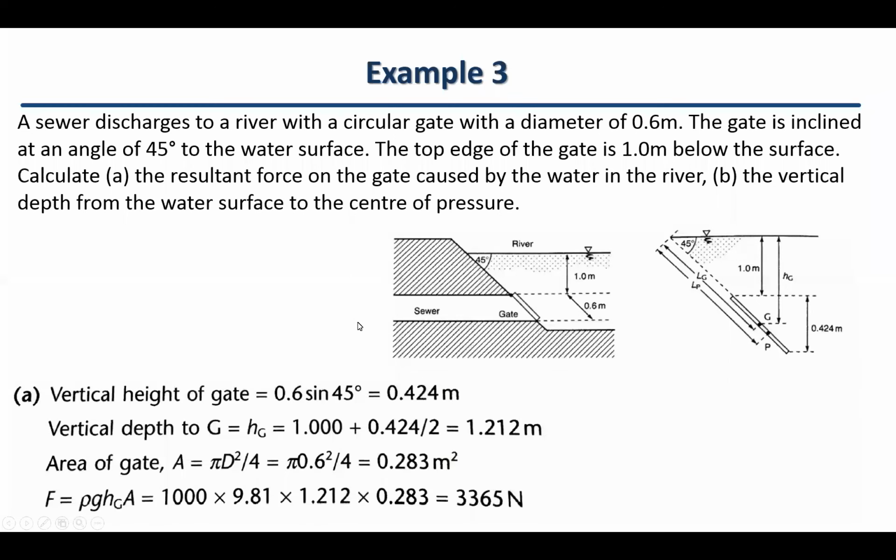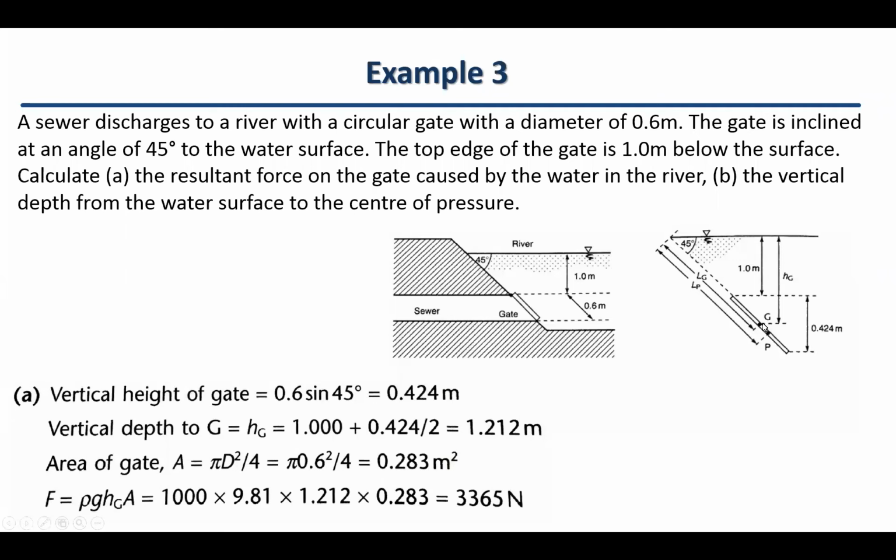So first of all, we need to just calculate the resultant force. To calculate the resultant force, as we learned before, we need to calculate the centroid and the vertical depth of the centroid. Once we calculate the centroid, or the center of the area, we can easily use the formula rho g hg times the area to calculate the force. So let's see one by one.